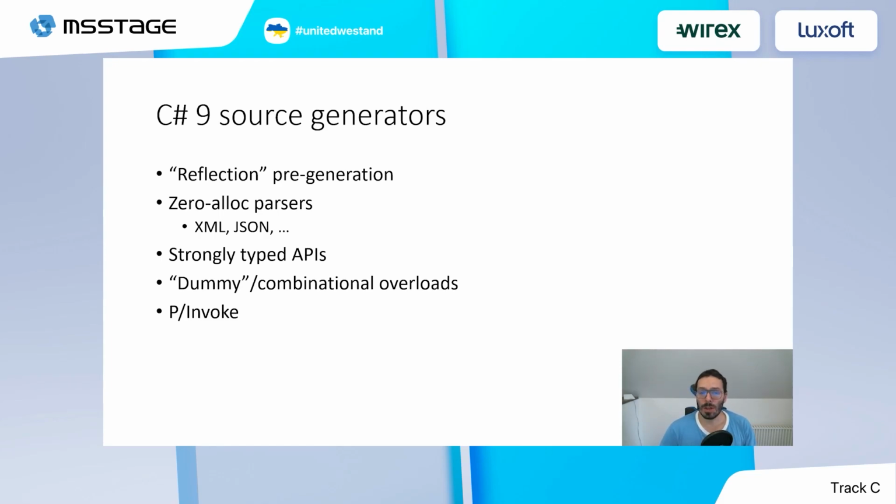Obviously, you can also generate what I call dummy overloads, or maybe a combination of overloads. Maybe you're writing a library, and this library provides a method that takes an integer, a double, and a string, and different combinations of these. And sometimes it's not enough to have default values, because it's not always possible.